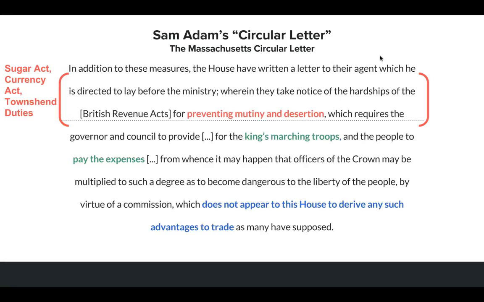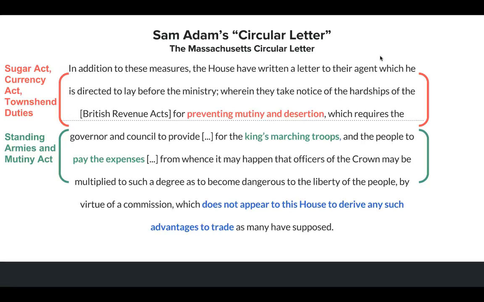But Sam Adams isn't challenging this idea. He's just making it known that he's aware of the British Revenue Acts trying to prevent mutiny and desertion. But what he continues to say is, all the king's done is put standing armies in our colonies, and the idea of having a British army or a standing army in our colony makes us very anxious. We always feel like we're being watched and we're being judged. And the kicker of it is that we have to pay the expenses because of the Mutiny Act. We actually have to pay for the standing armies to watch over us.